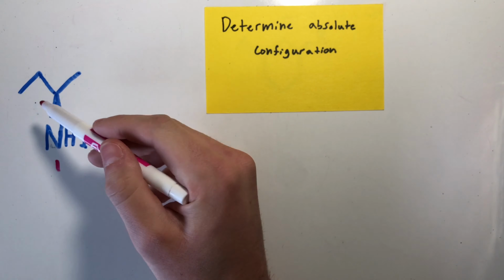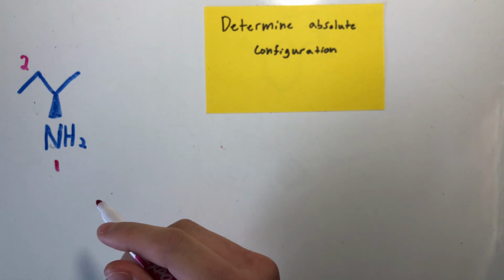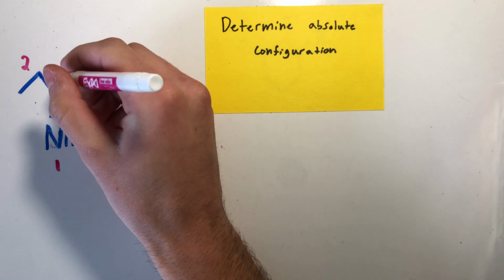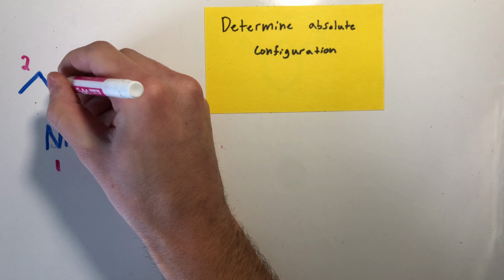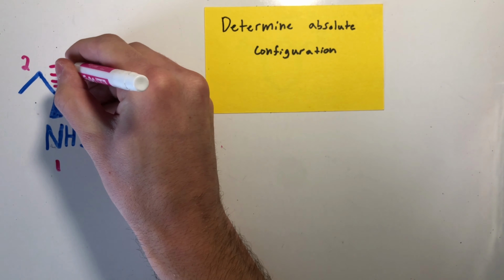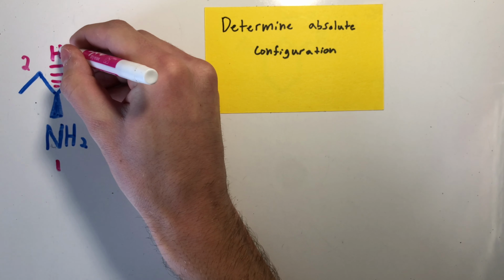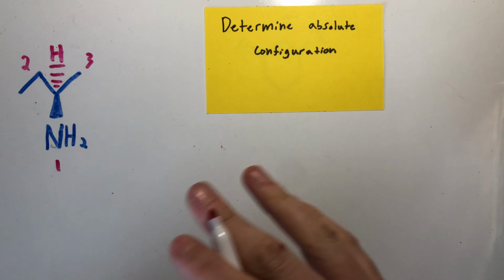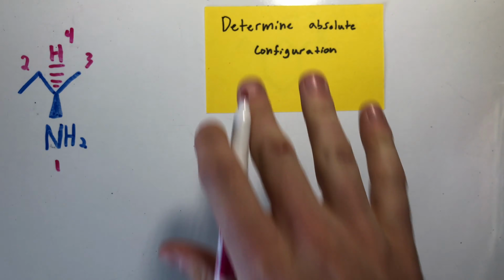Our ethyl group has 2 carbons, so we're going to give it number 2. And our methyl group has 3 carbons, and don't forget we have a hydrogen as well, and the hydrogen is going out of the plane. And that's exactly how we want it when we're assigning absolute configuration. We want the hydrogen, or the lowest priority substituent, moving away from us in the plane.